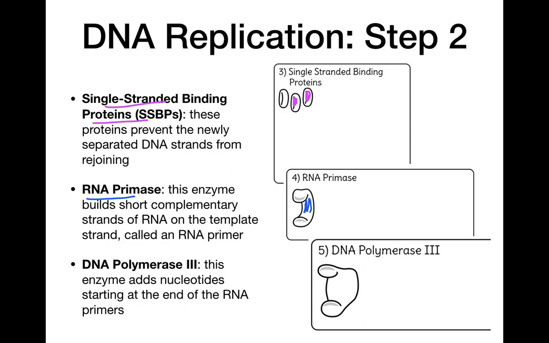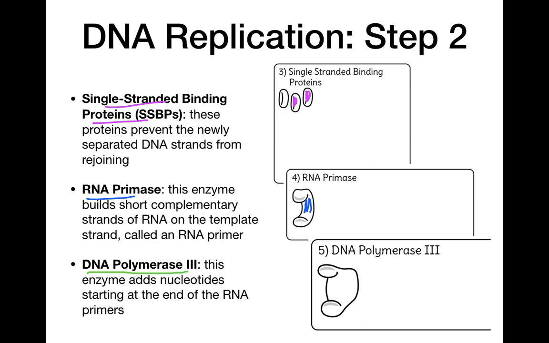Then the next one is DNA polymerase 3. Now, for SL students, you only need to know about DNA polymerase. You don't need to know the different versions of it. HLs, you need to know both. So this is the enzyme that's going to build off of the primers. So it needs RNA primase to lay the primers down, and then it will start adding the bases to match the bases of the existing DNA strand.